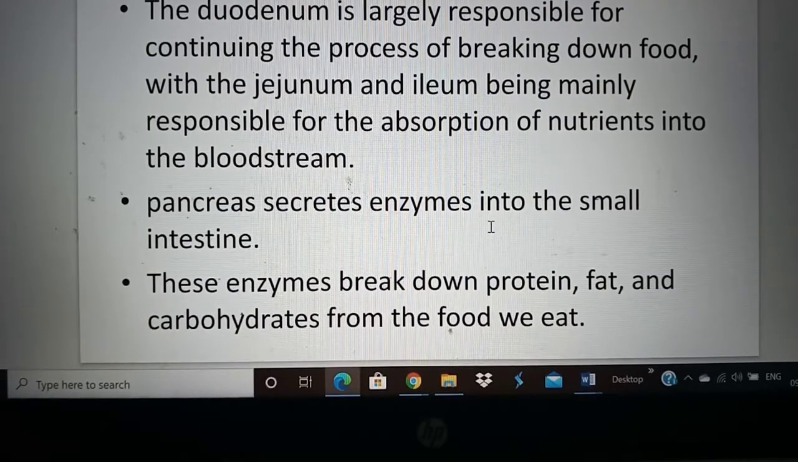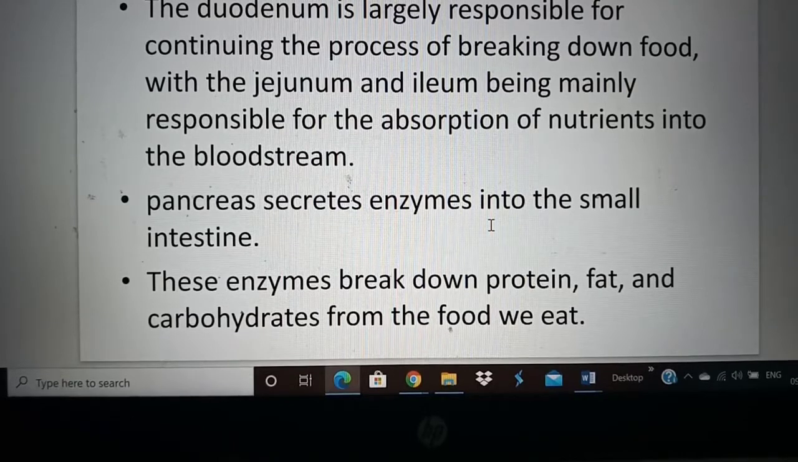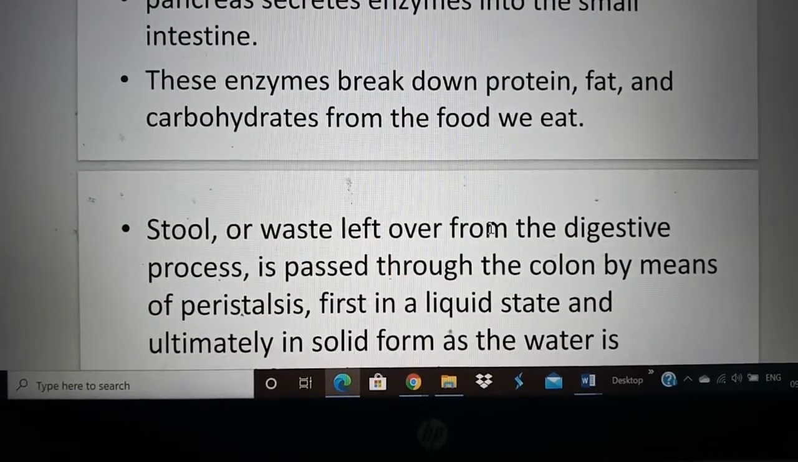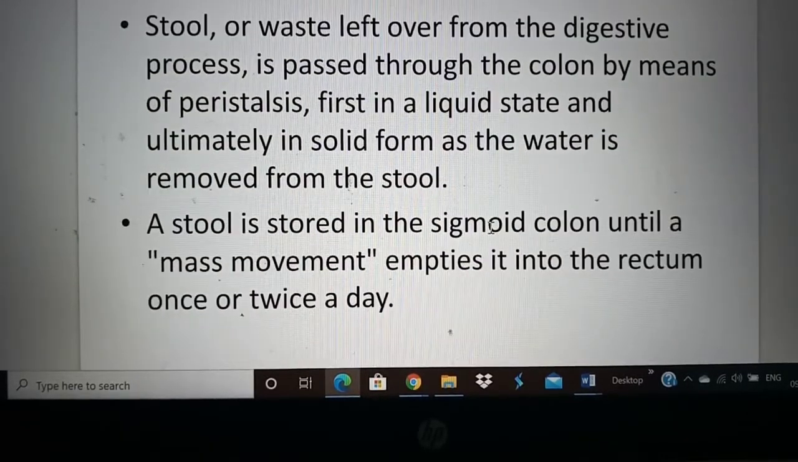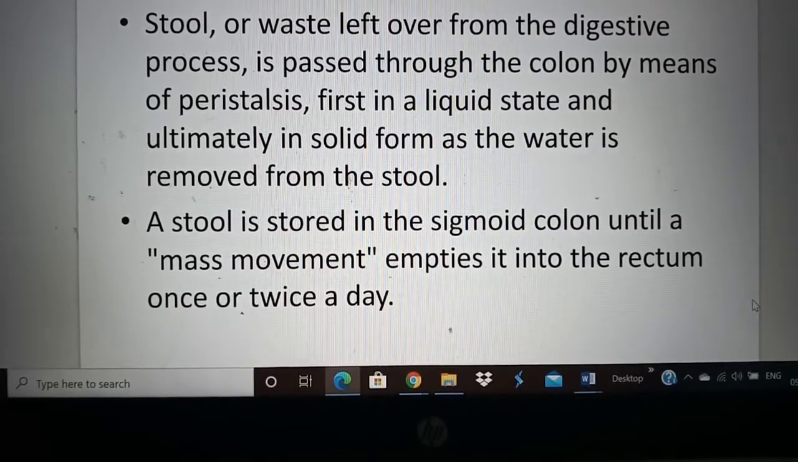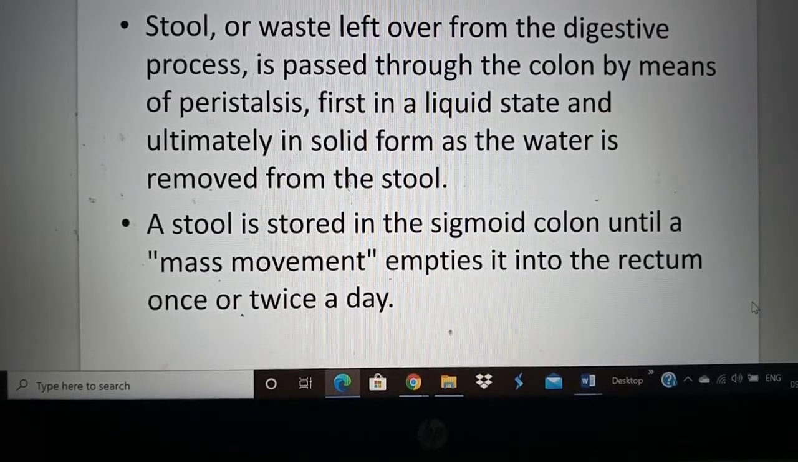Here, as you can see, the pancreas secretes enzymes into the small intestine, as I already told, and they break down the protein, fat and carbohydrates from the food we eat. In the small intestine, as you can see, there are the villi, which are small projections that help in absorption of nutrients. That also takes place in the small intestine.